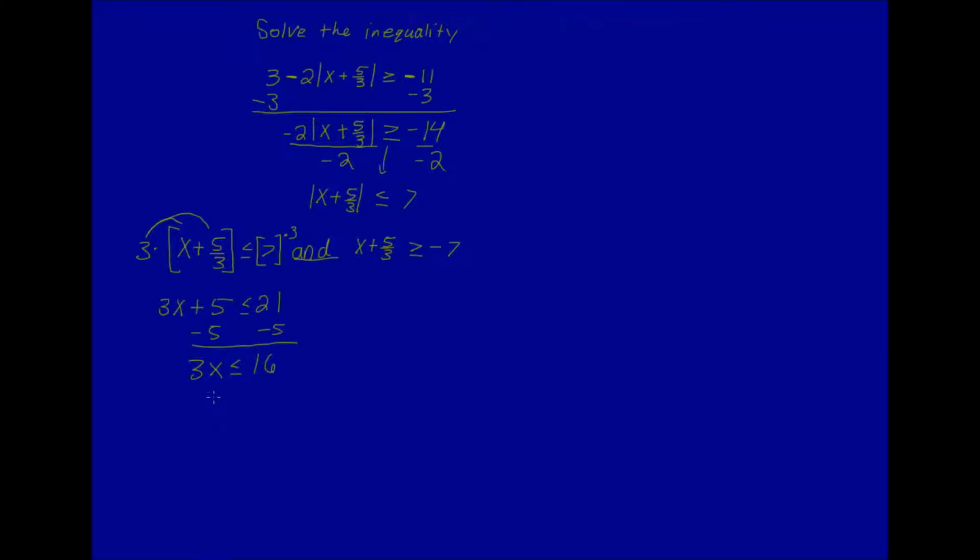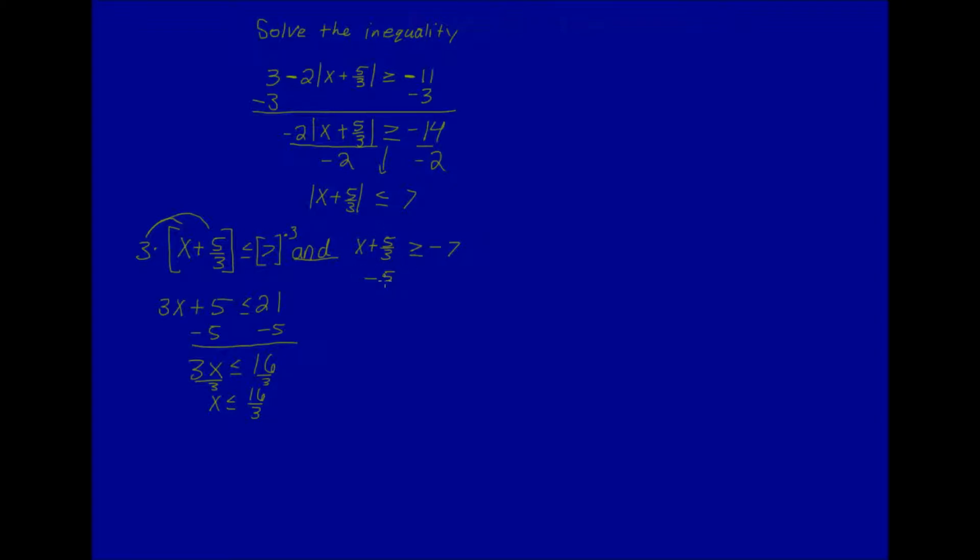Divide both sides by 3, and I have x is less than or equal to 16 over 3. Notice I didn't flip the inequality this time. When I divided both sides by 3, the inequality did not switch because it wasn't a negative 3. Okay, let's go ahead and solve the other one. You can clear the fraction again by multiplying by 3, but this time I'm going to show you what you would need to do without clearing the fraction.